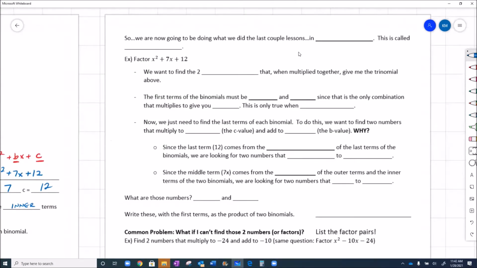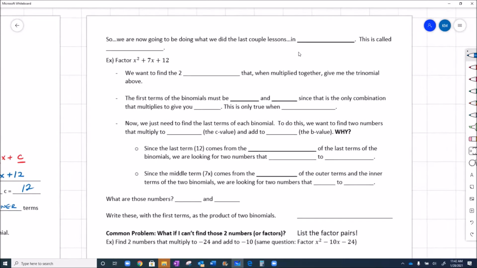All right, so we are now going to be doing what we did in the last couple lessons in reverse. This is called factoring. Factor x squared plus 7x plus 12. We want to find the two binomials that when we multiply them together, give me the trinomial above. The first terms of the binomials must be x and x, since that's the only combination that multiplies to give you x squared. This is only true when a equals 1. That's why in this lesson I'm teaching you specifically how to factor when a equals 1.